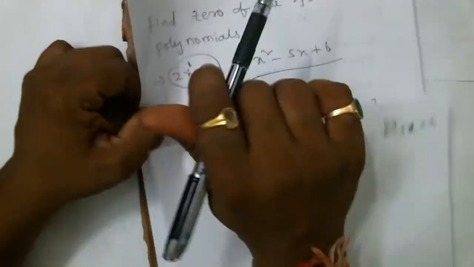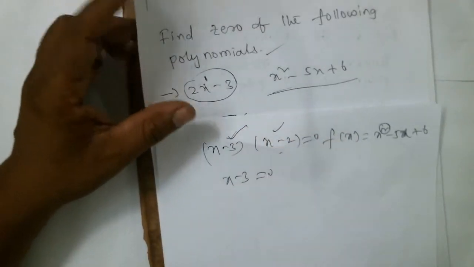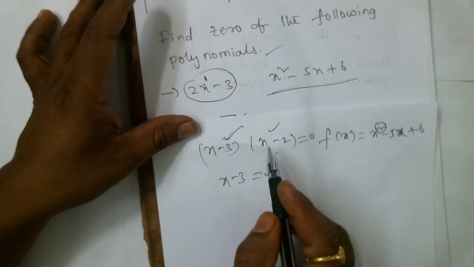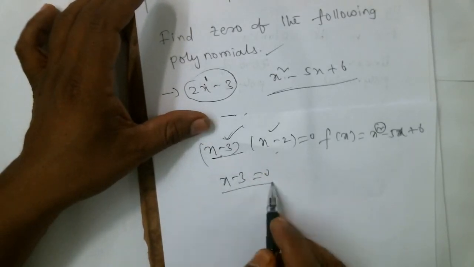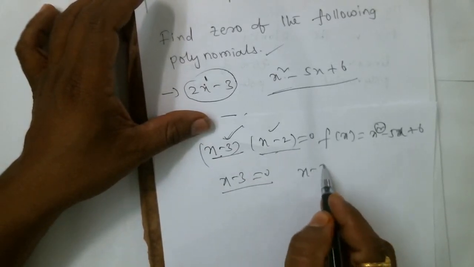If the power is 2, we will get 2 zeros. If the power is 3, we will get 3 zeros. So first of all, take x minus 3 equal to 0. x minus 2 is equal to 0.